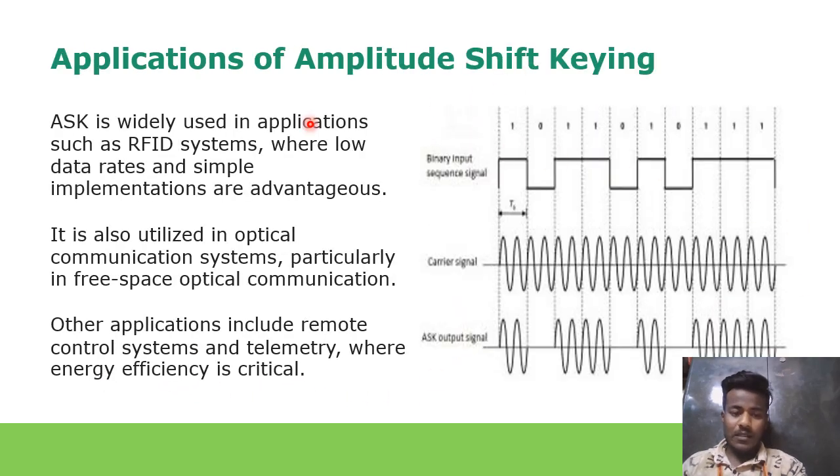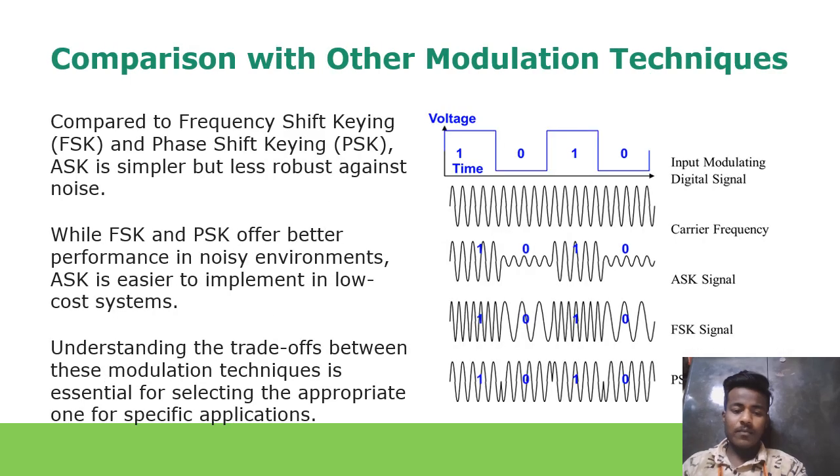Applications of ASK. ASK is widely used in applications such as RFID systems, where low data rates and simple implementations are advantageous. It is also utilized in optical communication systems, particularly in free-space optical communication. Other applications include remote control systems and telemetry, where energy efficiency is critical.